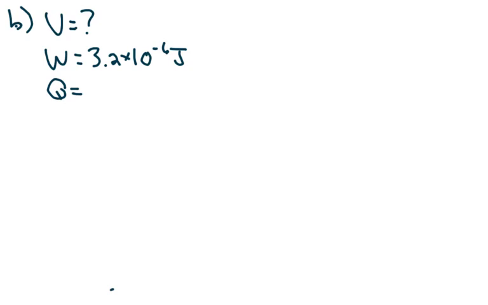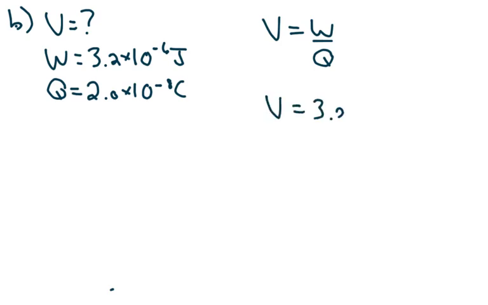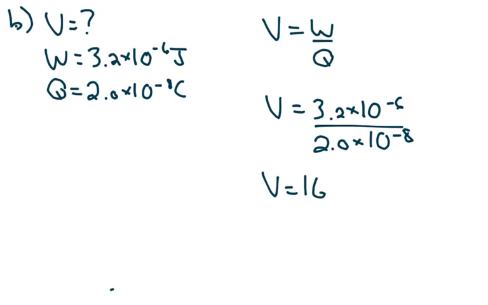Q we were given, 2 times 10 to the minus 8 coulombs. And now we can go to the equation. Substitute in. Pull out the calculator, do the math, and we get 160 volts.